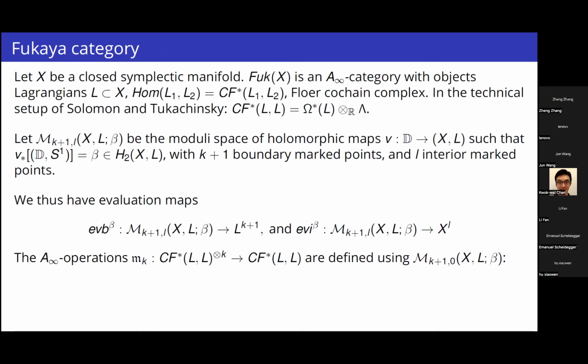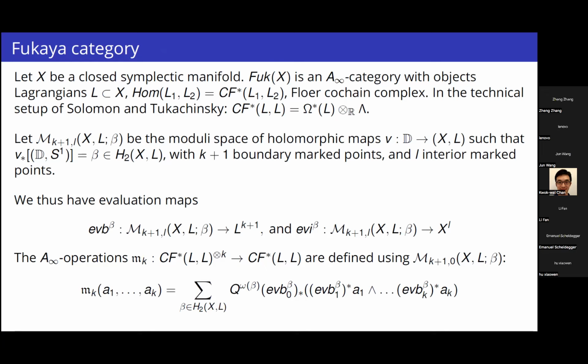And then the A-infinity operations, what do we need to define? We need to take a tuple of k differential forms on L, and we need to produce a differential form on L. And we do that using the moduli spaces with only boundary marked points. And then again, it's given by some push-pull formula. So you pull all the differential forms on L back to a differential form on the moduli space, and then you push them forward using the boundary evaluation map.